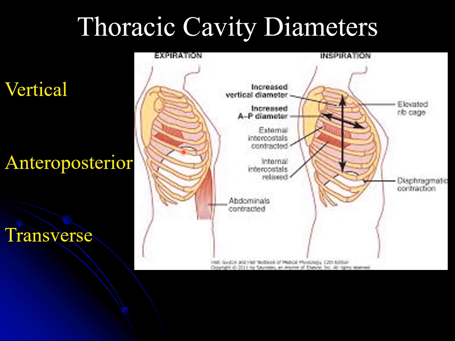So the two lateral ends of the ribs are connecting this diameter. If we go in this direction from the right side to the left side of the thoracic cavity, this will be the transverse diameter. So we have three types of diameter: vertical, anteroposterior, and transverse.